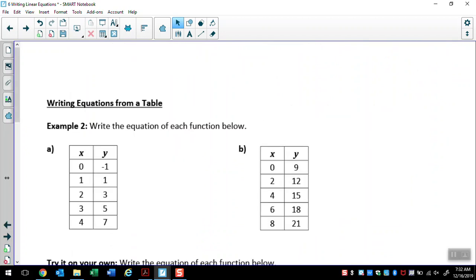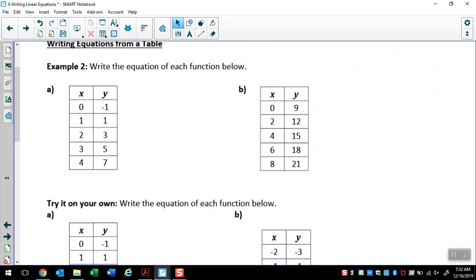All right, let's take a look at how we write equations from a table. All right, well, we already know how to find slope from a table. Remember, that's our change in y over our change in x. So first we're going to determine what is that change in y, okay, over the change in x. So how do I get from -1 to 1, or 1 to 3, or 3 to 5, or 5 to 7? Well, each time I have to add 2.